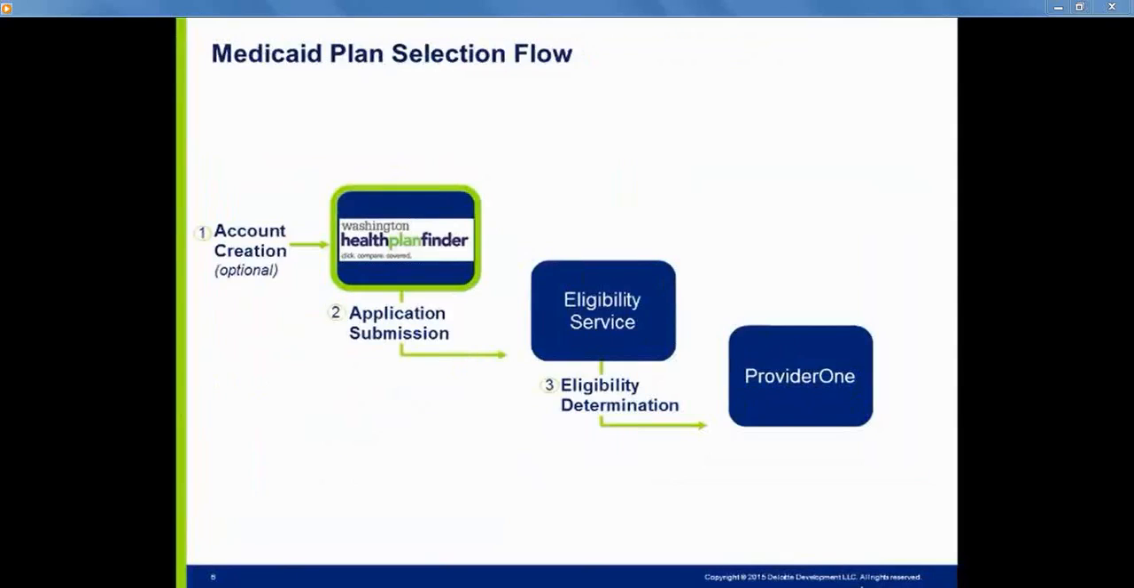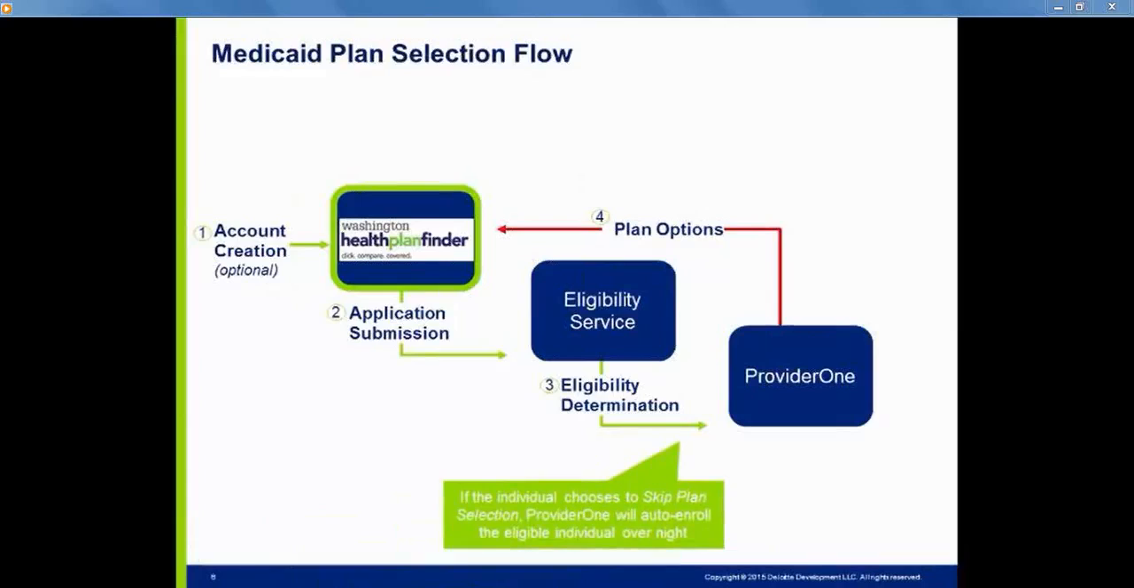An individual or family that qualifies for Apple Health programs may create an account, although account creation is optional for Apple Health applicants. Next, the individual will enter information about themselves on their application, which determines their eligibility results. Once determined eligible for Apple Health coverage, the eligibility results are sent to Provider One. The new steps include Provider One sending managed care plan options to Healthplanfinder.